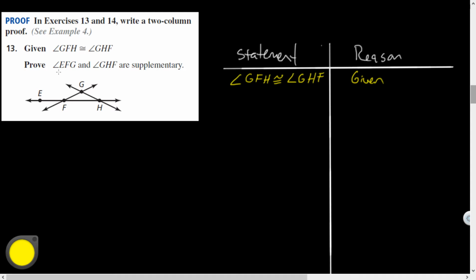So let's see. They want us to prove EFG and GHF are supplementary. Let's first of all label what we've been given. GFH, this angle right here, is congruent to GHF. All right. I'm already pumped about this. I can't wait. So they are claiming that we want to prove EFG and GHF are supplementary. Okay. I've already labeled my given information.